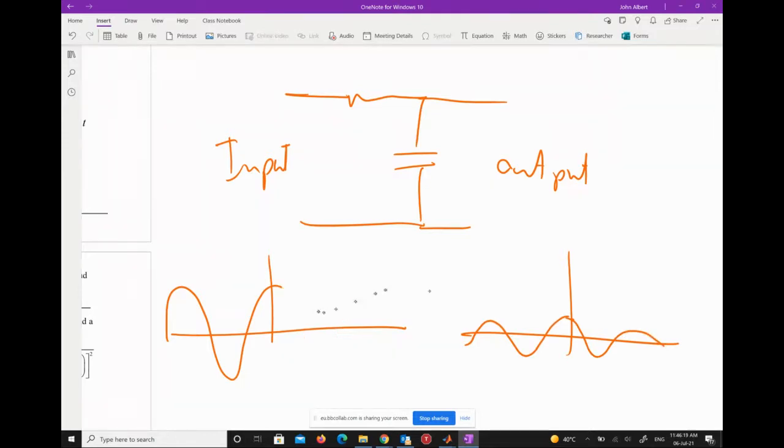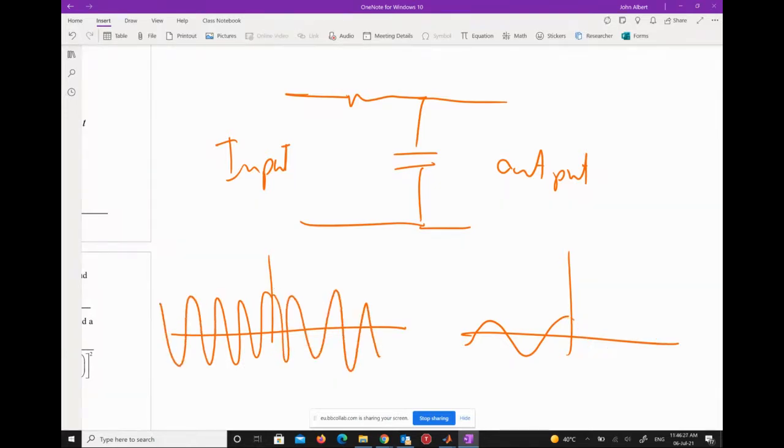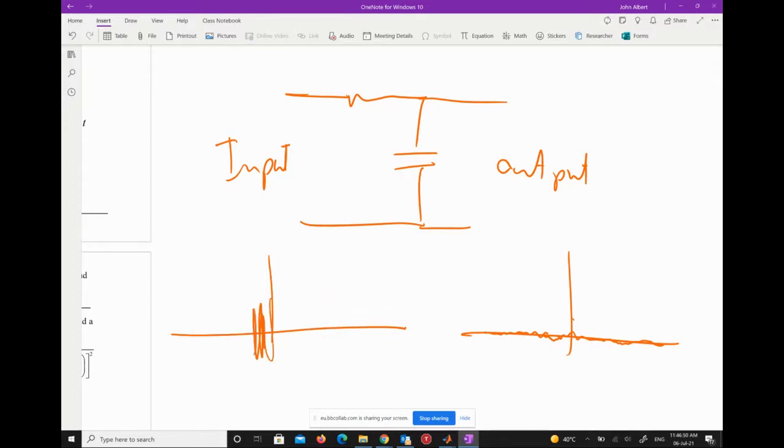Put in an even much higher frequency, something like this, for example. You might find that the output is almost zero. Sorry for the plot, but it should be a cosine with very low amplitude. My sketch is not appropriate, but it should be exactly a copy of the input with significantly attenuated amplitude. Put in a much higher frequency, something like this, and you may end up with almost nothing at the output. Basically, this means that the signal has been completely attenuated, completely killed.